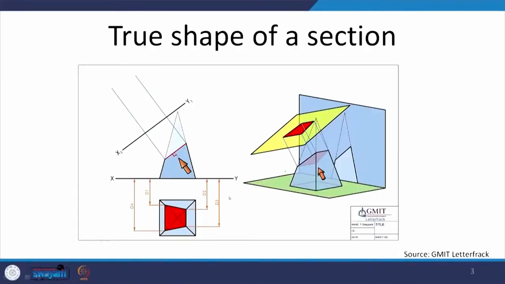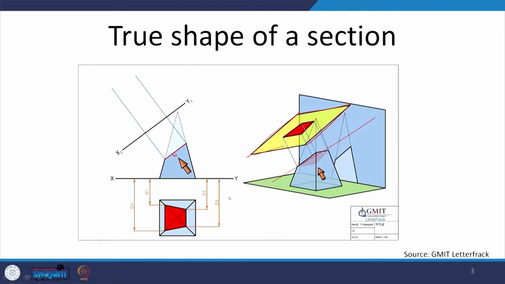Now, why would a true shape of the section be needed? This may be needed in case of machines. If a block is being cut, so if there is a section of a block and another part of the machinery has to fit into it, we have to know the true shape of the section. What will be the size of it? How will the other side of the machine fit into it? So we need to know the true shape of the section, and always the true shape of the section will be seen in a plane which is parallel to this section plane.